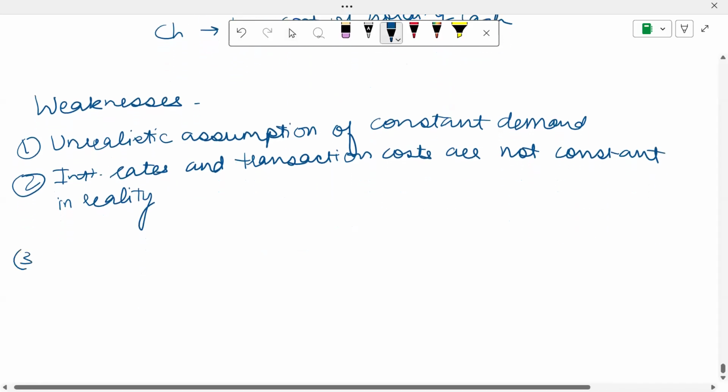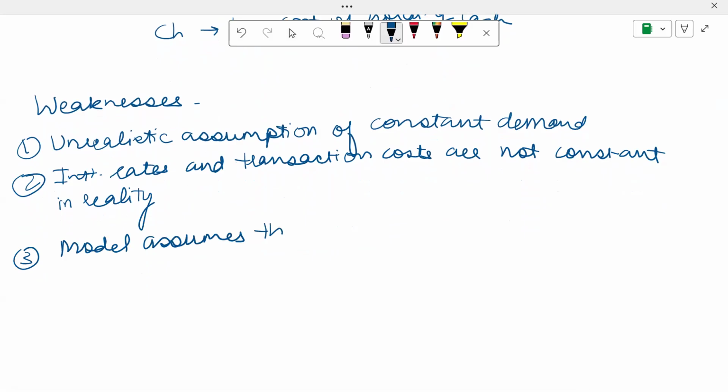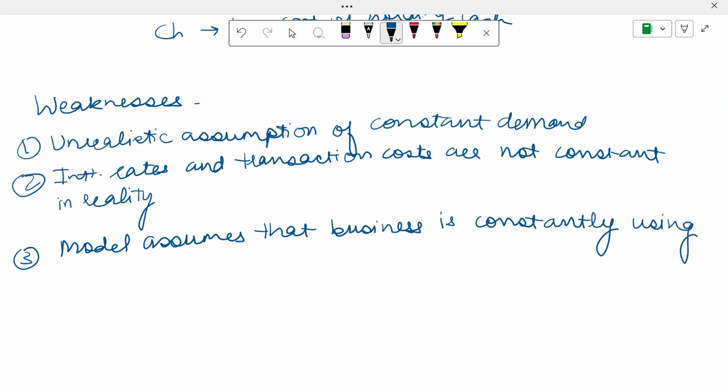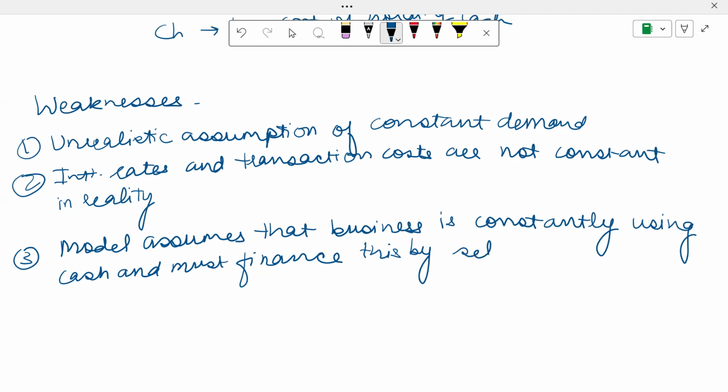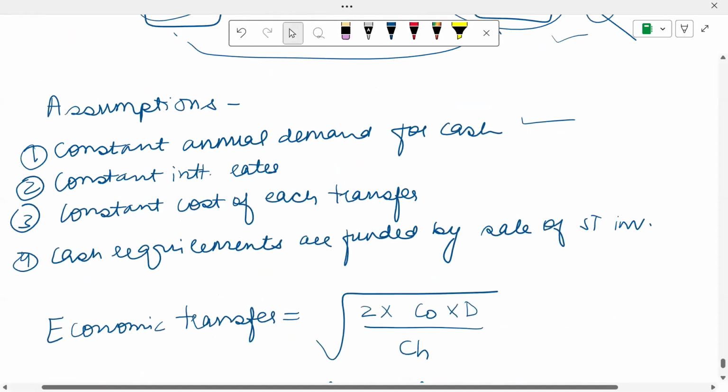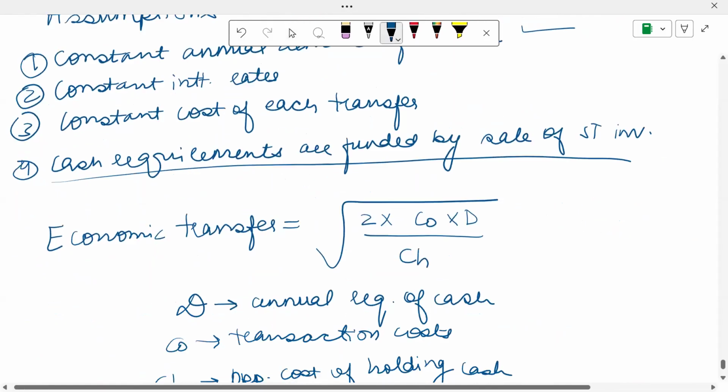Then another weakness is that the model assumes that the business is constantly using cash and must finance this by selling investments. I will show you the assumption right above, which we have mentioned. It is this assumption over here that the cash requirements are funded by sale of short-term investments.